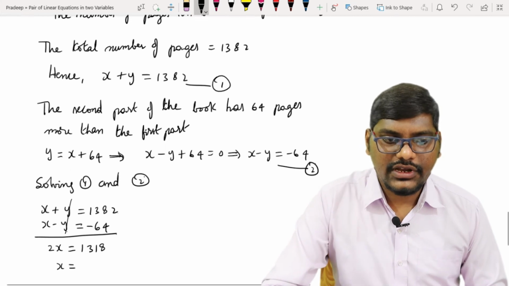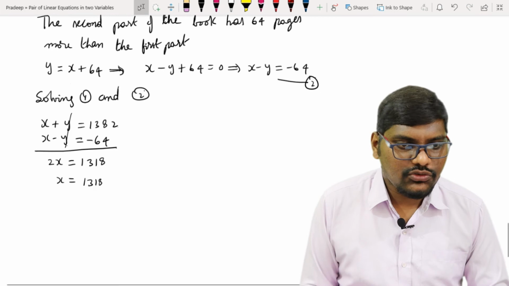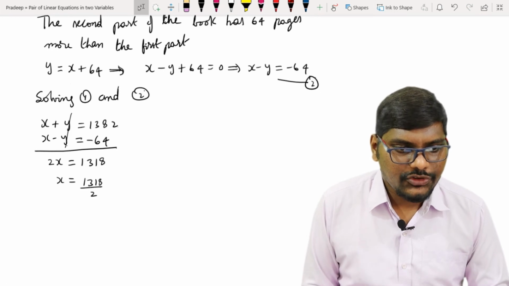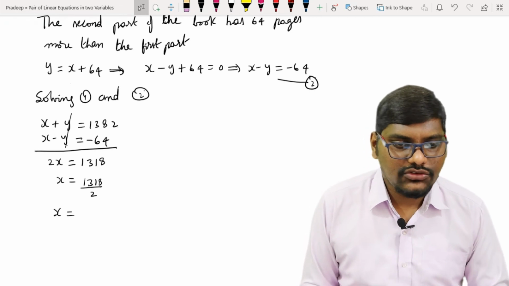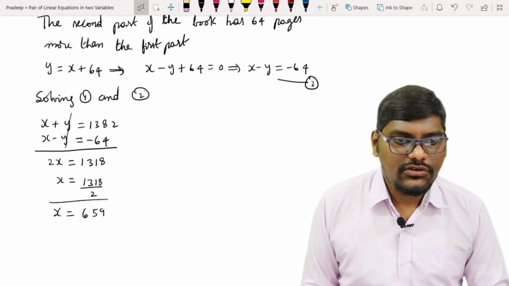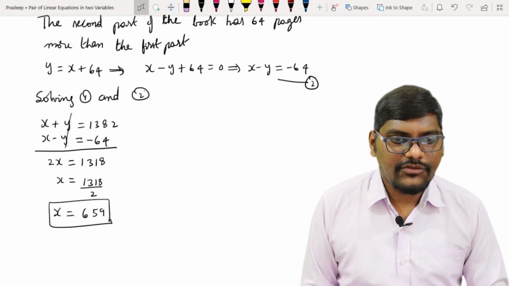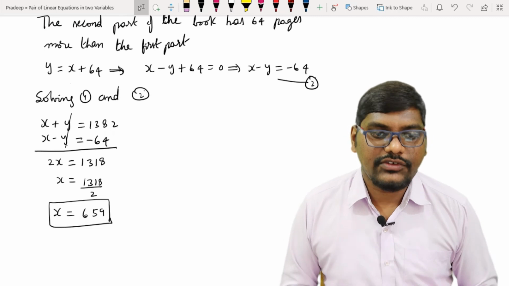That is 1318 by 2, right? And the 2 comes to the other side, that is divided by 2. So x value, when we divide 1318 by 2, how much will we get? 659 is the value which we get. That is, the first part we took as x, the first part pages, they are saying it was 659.